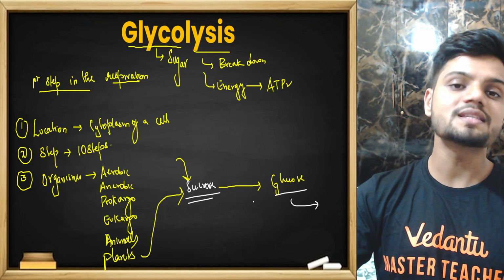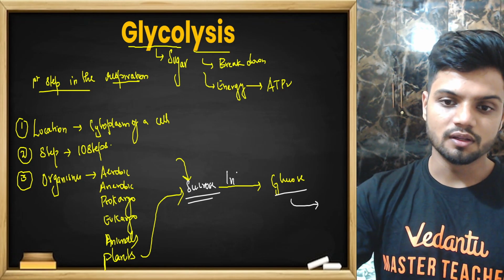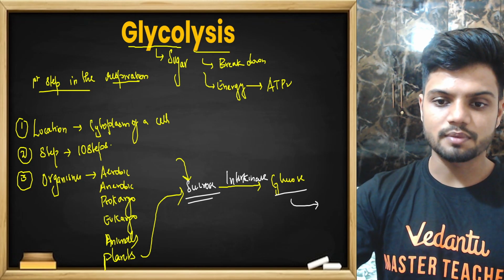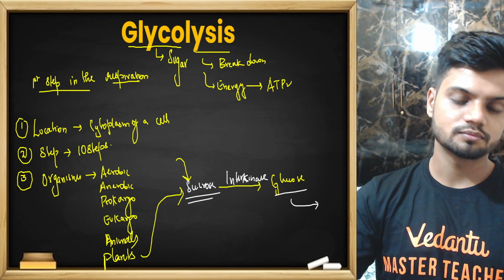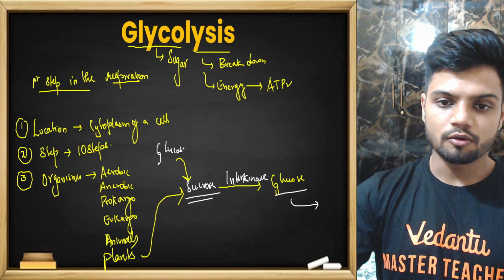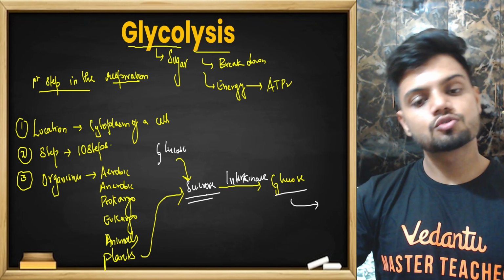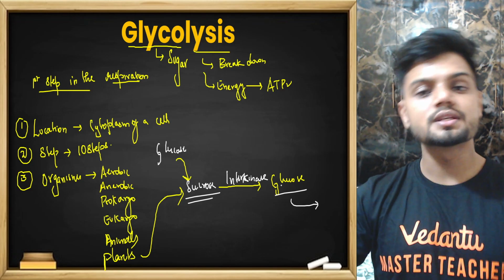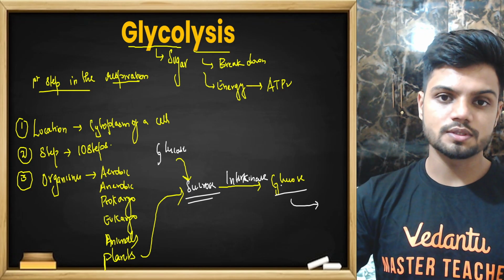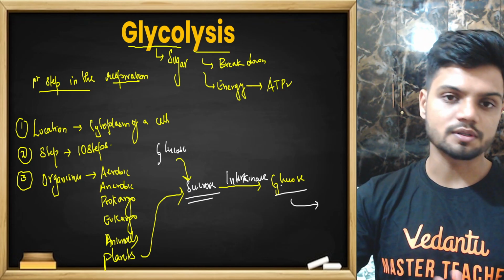It has to be converted back to glucose, and then only can glucose enter glycolysis. This entire process is enzyme mediated. The enzyme involved here is invertase. So in the case of plants, first glucose is made, glucose is stored in the form of sucrose, sucrose is converted back to glucose, and then only is glucose used in glycolysis.